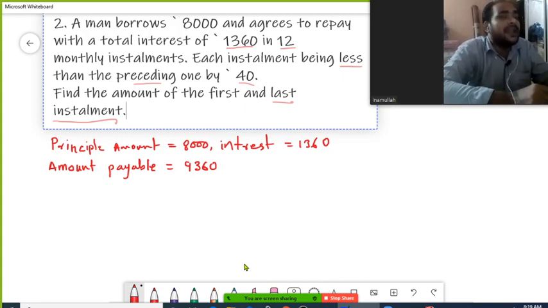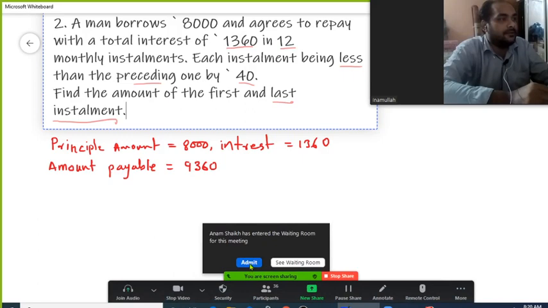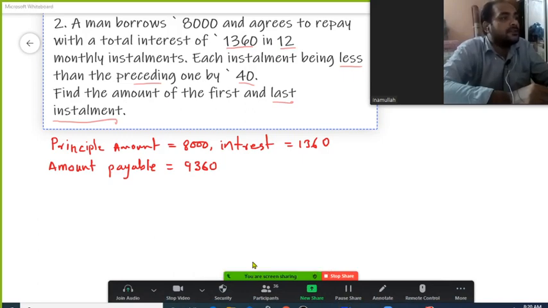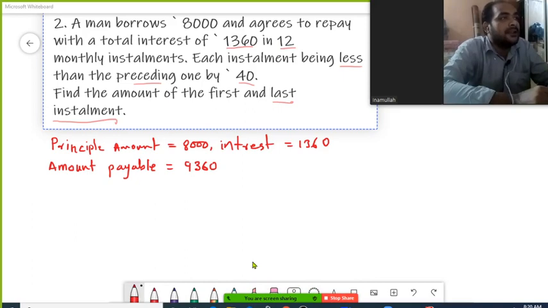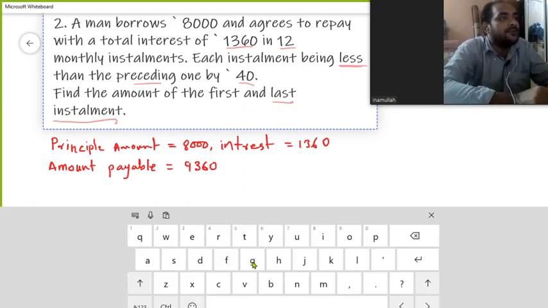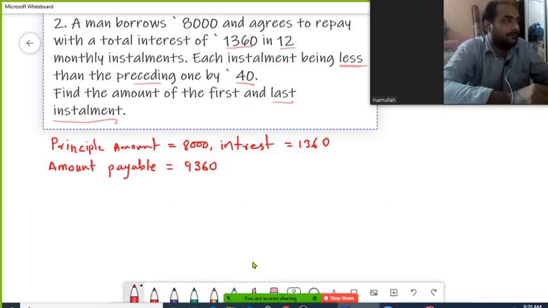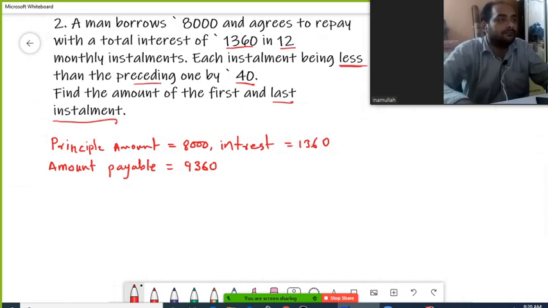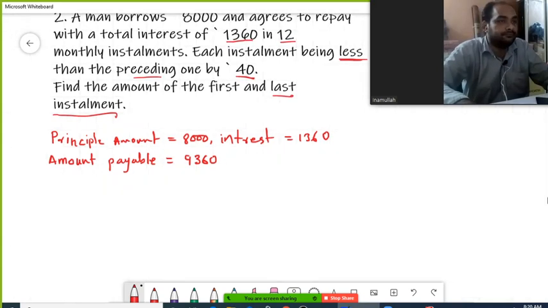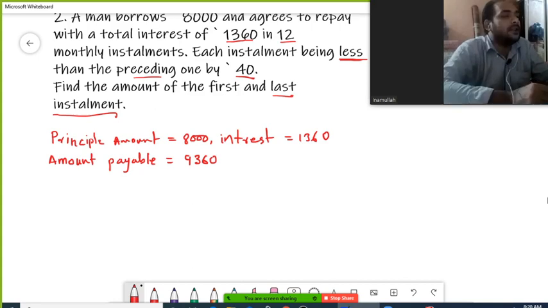This 9,360 will be paid in 12 installments, right? And those 12 installments would be in such a way that each installment should be less than the preceding one by 40. So this is the given information. So according to this information, the amount payable is 9,360.